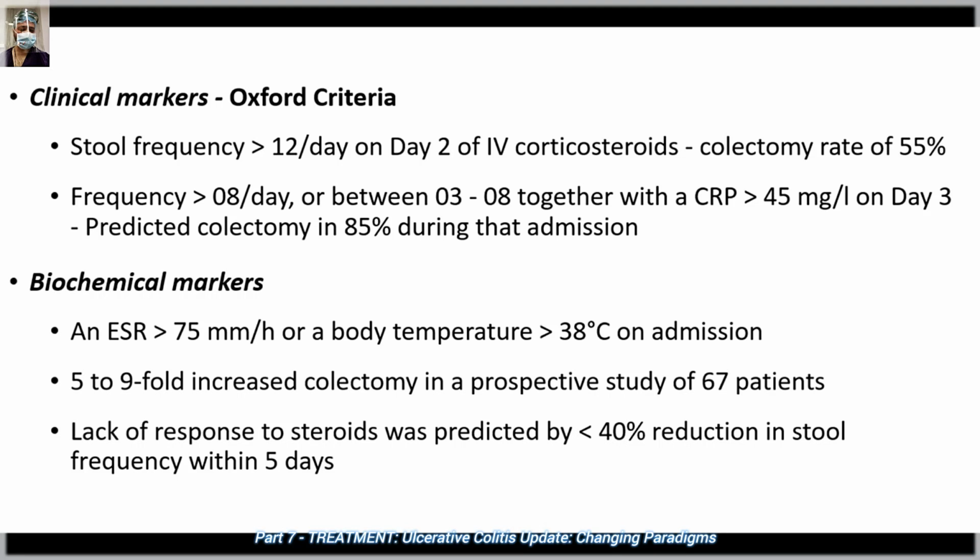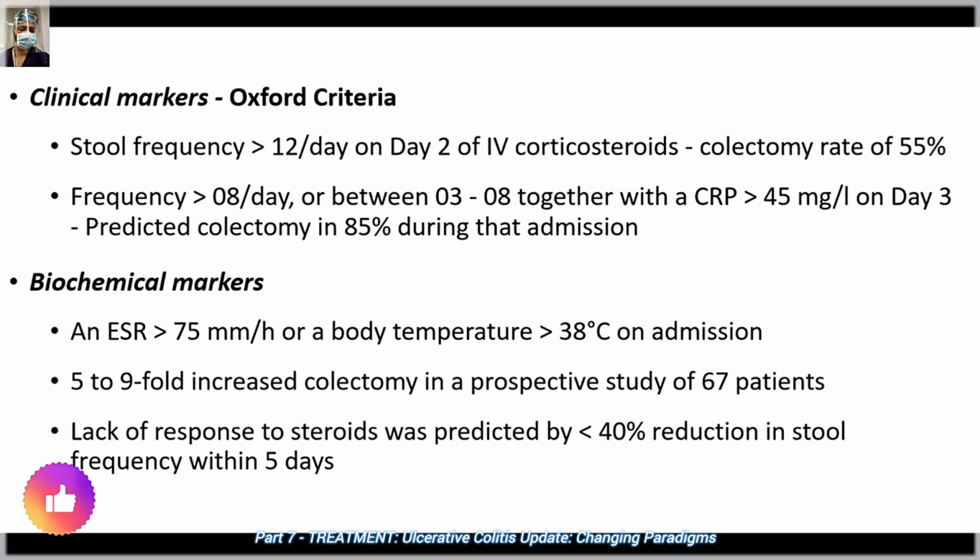One is the Oxford criteria. If after 2 days of IV corticosteroids the stool frequency is more than 12 per day, 55% of patients will require colectomy. If the frequency is more than 8 per day between the 3rd and 8th day of IV corticosteroids, with CRP more than 45 on day 3, the predicted colectomy rate is 85% during that admission.